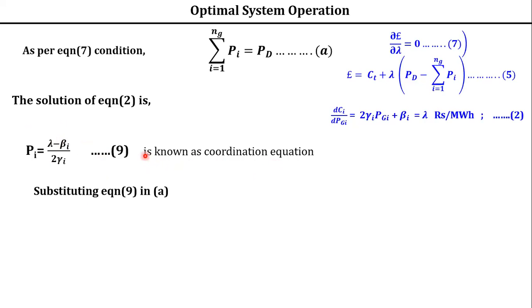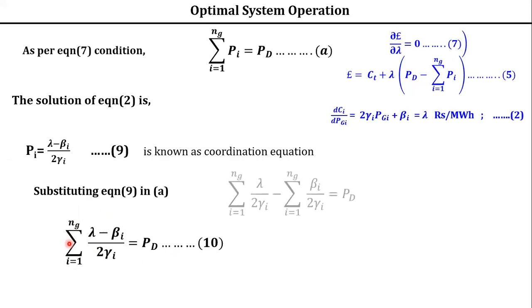Now substitute equation 9 in equation A. Understood? If you substitute 9 in A, Pi is replaced with lambda minus beta I by 2 gamma I. So this is what we are going to get. That is equation 10. Because we don't have only the ith generator, we'll be having several generators. Therefore, that equation is equal to this one, the 10th equation.